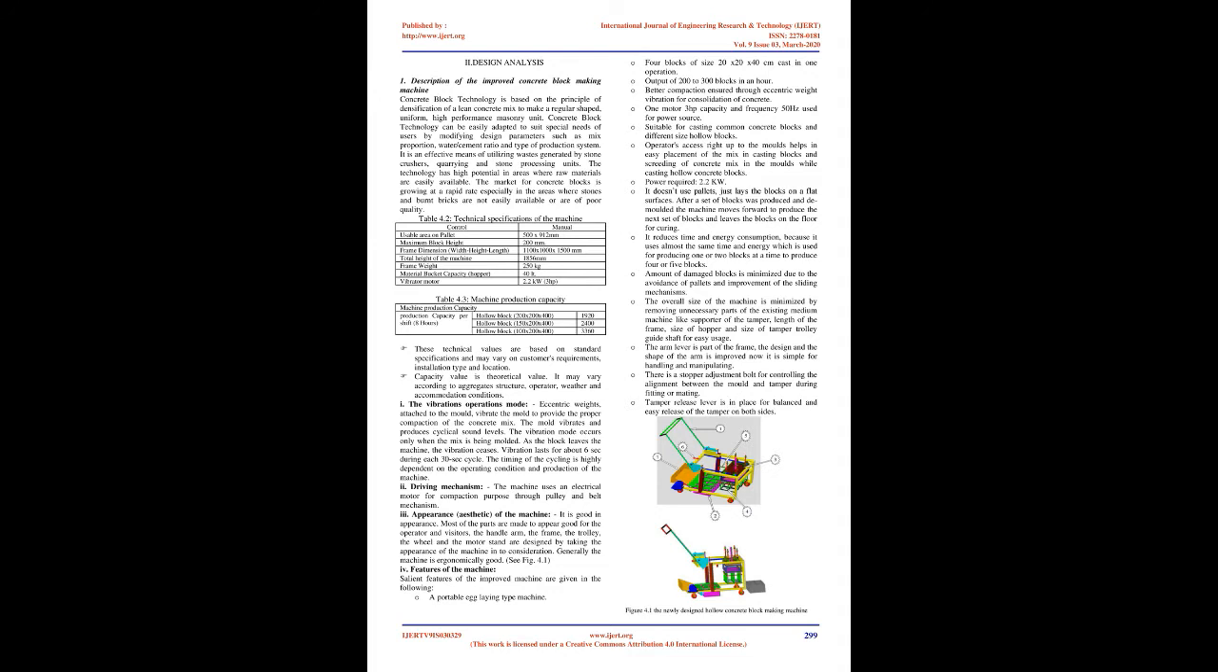Suitable for casting common concrete blocks and different size hollow blocks. Operators' access right up to the molds helps in easy placement of the mix in casting blocks and in securing the concrete mix in the molds while casting hollow concrete blocks. Power required, 2.2 kilowatts. It doesn't use pallets, just lays the blocks on a flat surface. After a set of blocks was produced and demolded, the machine moves forward to produce the next set of blocks and leaves the blocks on the floor for curing.